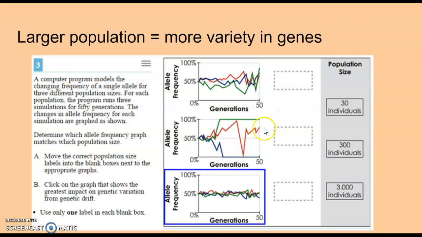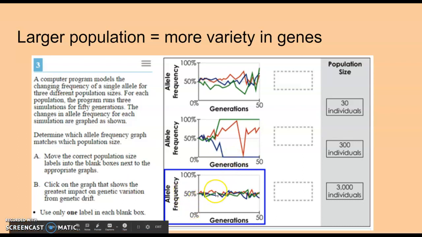This is an error test question. What I need you to know for this is that the larger population equals more variety in genes, right? And these different graphs show an allele frequency. So how much are these different alleles present, okay? And I have different population sizes, 30, 300, 3,000. So look at these graphs really quickly. Which graph do you think has more variety?